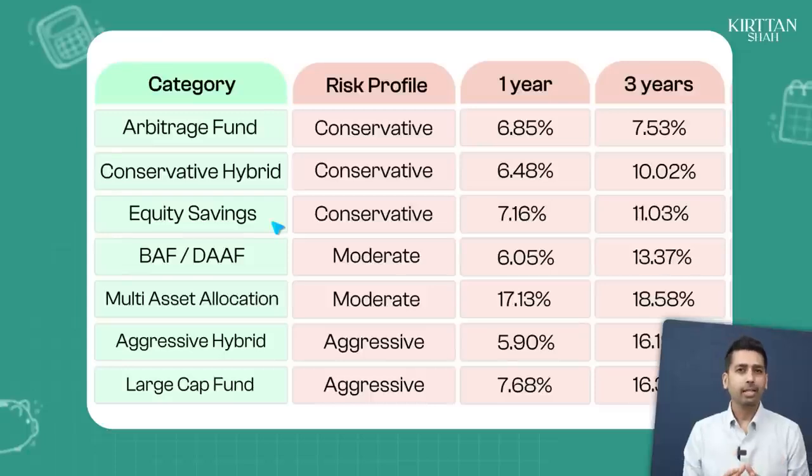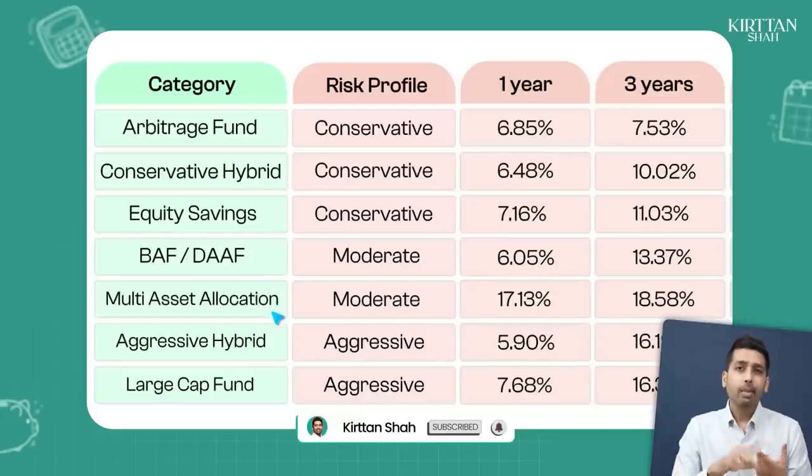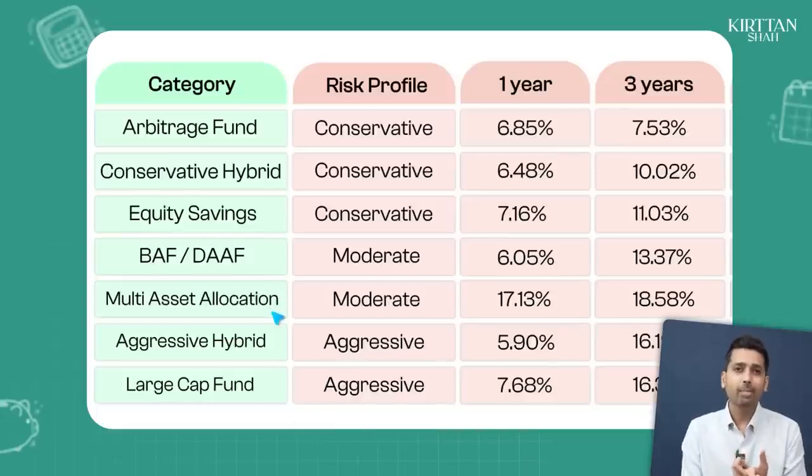If you're a moderate investor and you're looking at a solution to your 3-year FD or a NCD or bond, then multi-asset allocation fund is a great place to be. This is a great place to be even if you're looking at a gold or a silver allocation to your portfolio. And if you are an aggressive investor and you're looking at a replacement to your large cap equity investment, then aggressive hybrid is a great place to be.